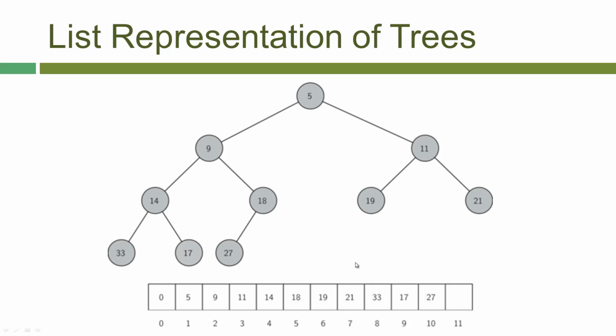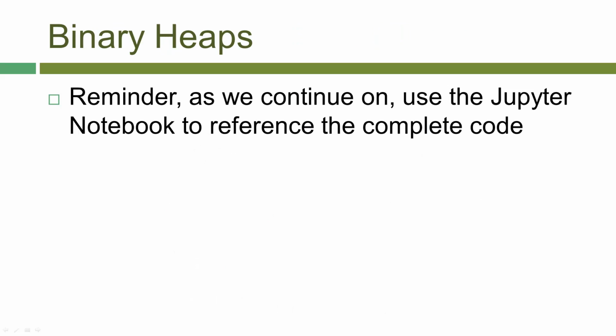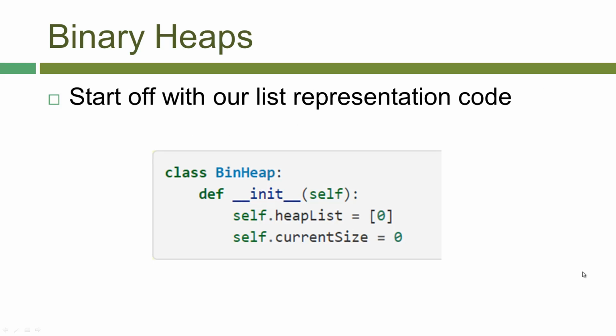So this is pretty cool in the fact that I just need to use a single list. I don't need to use those nodes and references or the list of lists implementations that we saw earlier in this section of the course. So keep that in mind. It's going to be really useful as we implement our binary heap. And again, just a quick reminder, as we continue on, you can use the Jupyter Notebook to reference the complete code. I'll be showing you just screenshots of sections of the code.